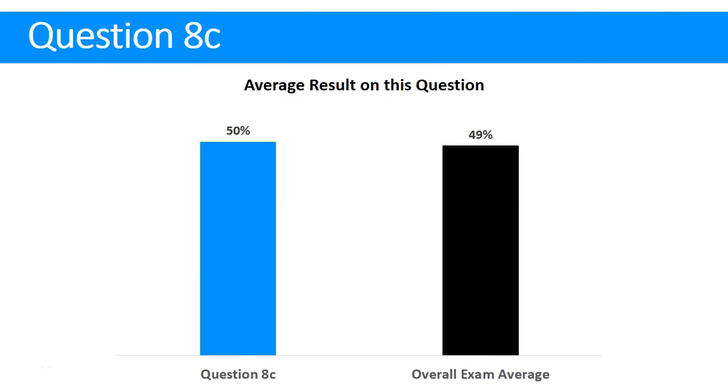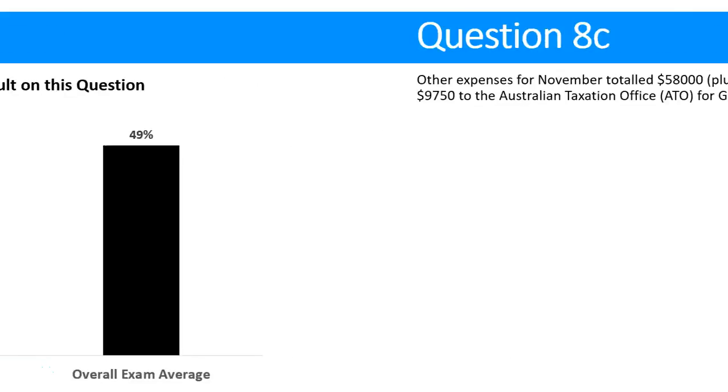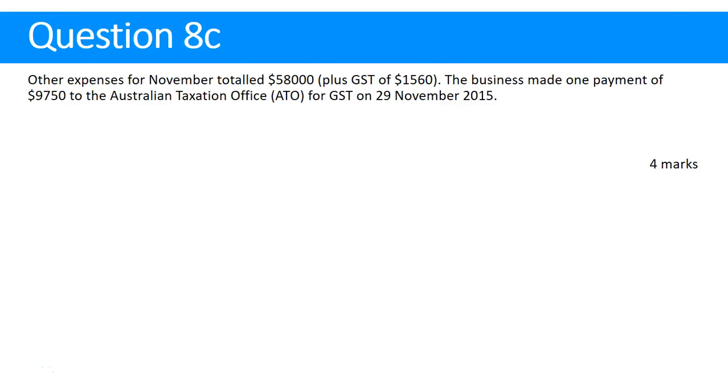8C was a difficult question. I think the average of 50% is actually quite strong given what you were asked to do. So what you were told was other expenses for November totaled $58,000 and that had GST of $1,560. The business made one payment of $9,750 to the Australian Tax Office for GST on the 29th of November.